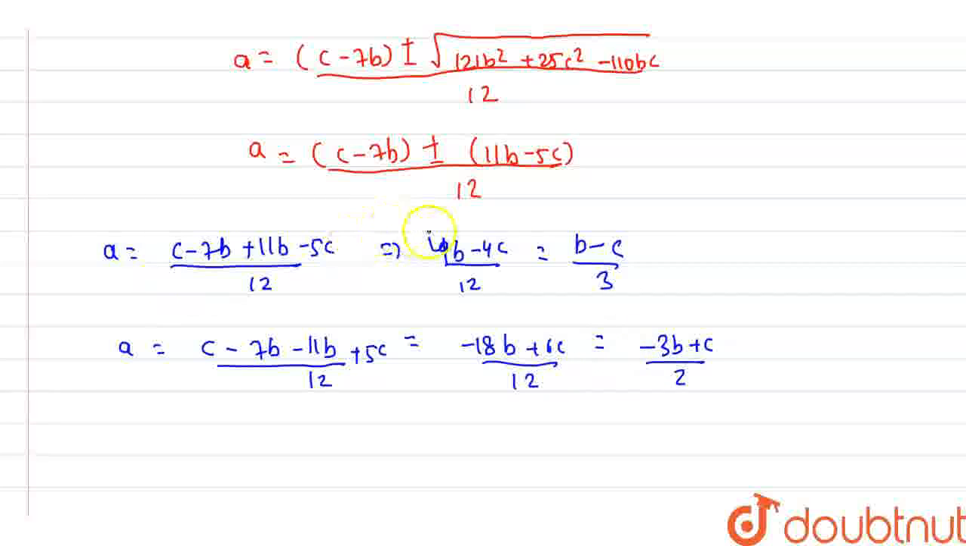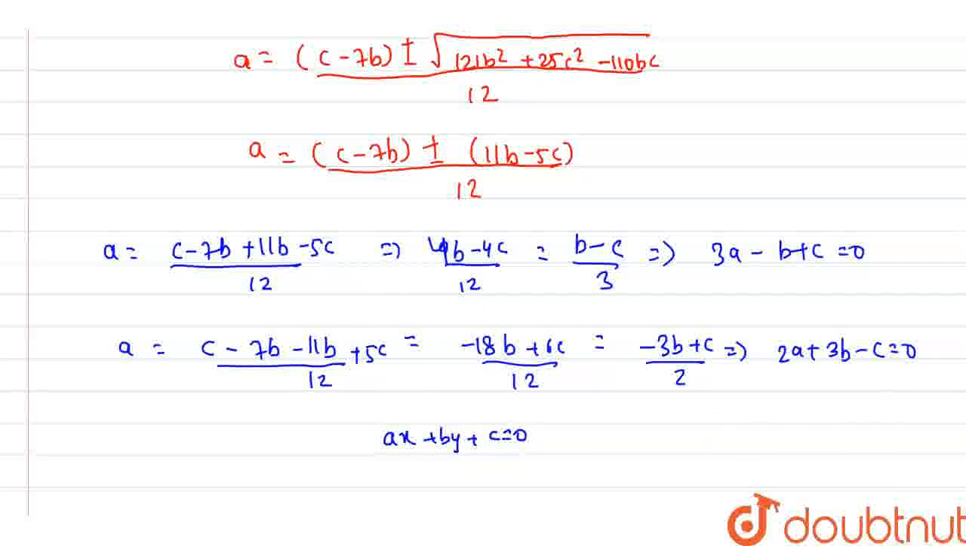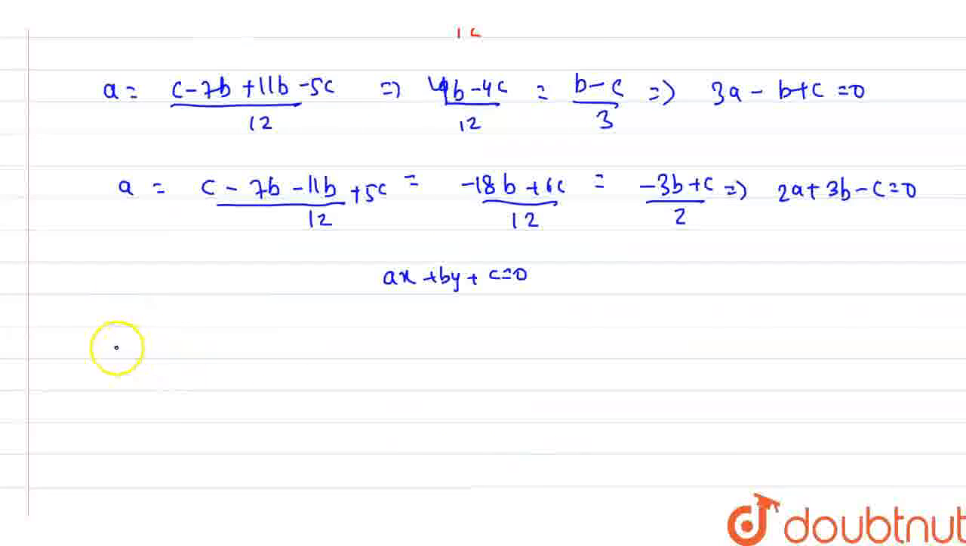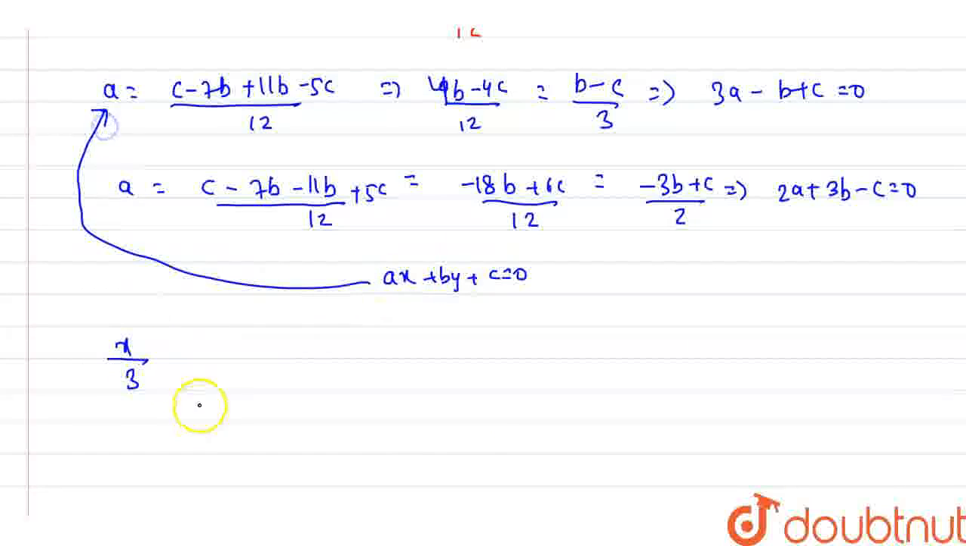Now let's simplify these. It becomes 3a − b + c = 0, and 2a + 3b − c = 0. Now let's use the form ax + by + c = 0 and compare it with this. Let's compare the first equation: x/3 = y/(−1) = 1/1.